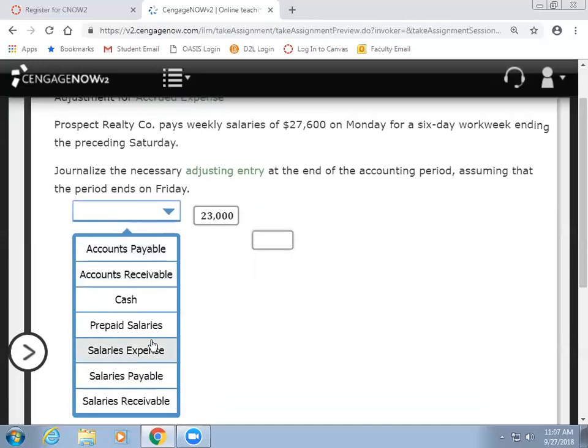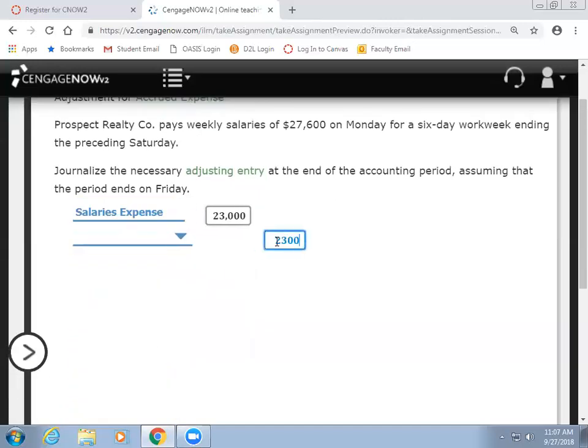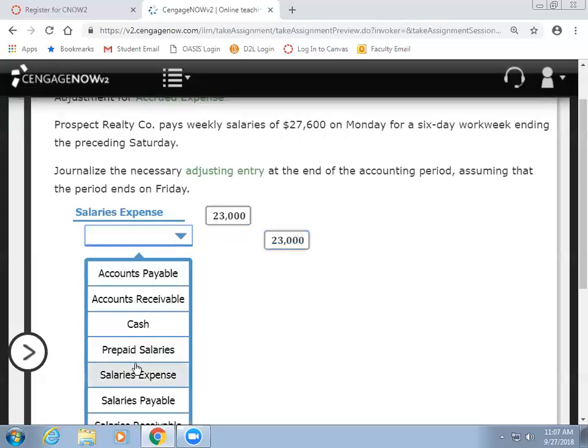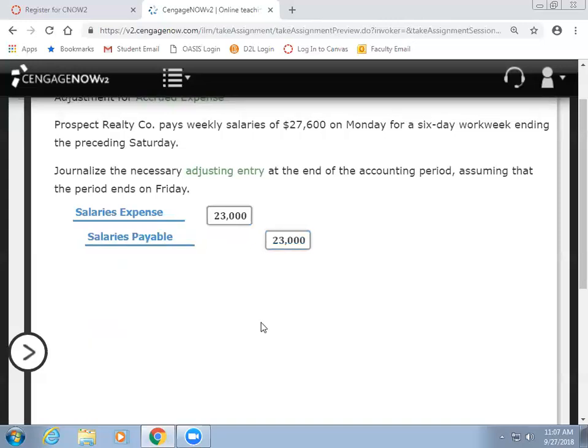Yeah, salaries expense. Good. Perfect. Yep, you guys got it. So salaries expense is debited because we've actually incurred that salary expense. And then we credit salaries payable because we're going to pay them next Monday for this work week. We're going to pay them for the full 6 days that they've worked, but we're just looking at the 5 days of salary that has happened in this accounting period. Okay. So we debit salaries expense and credit salaries payable for $23,000.